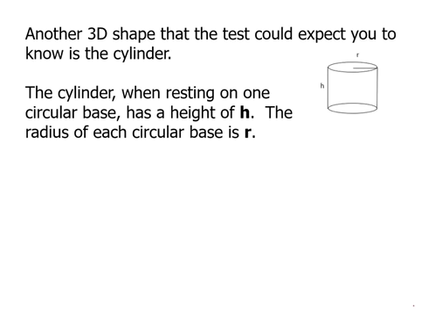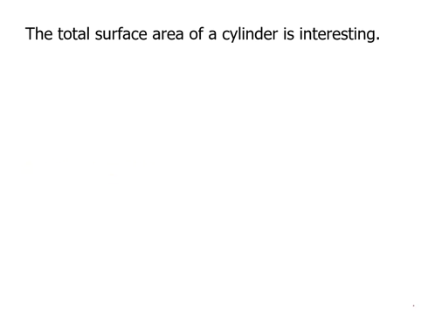Another 3D shape the test could expect you to know is the cylinder. A cylinder, when resting on one circular base, has a height of h. The radius of each circular base is r. Of course, a cylinder is a very common shape. Any can, for example, is a cylinder shape. The volume of this is pi r squared times h, and that's a really good formula to know. So basically, area of the base times the height.